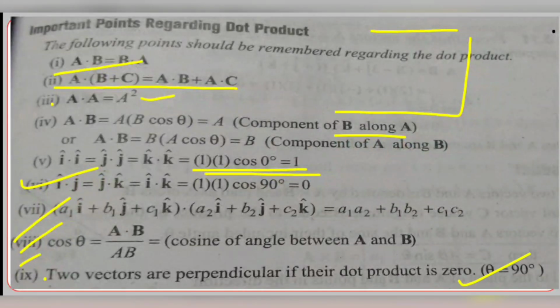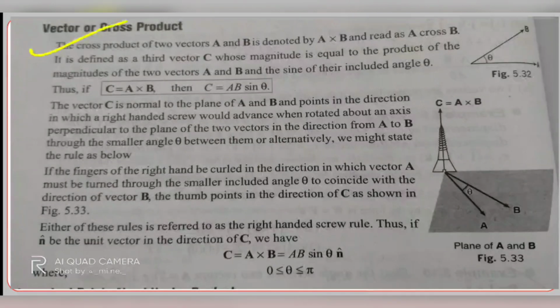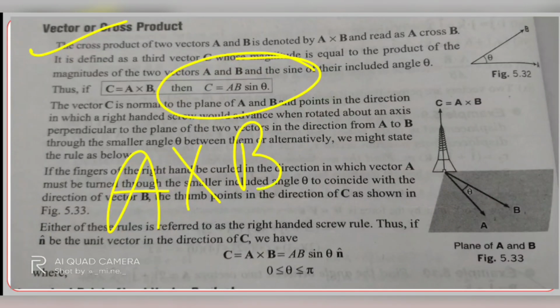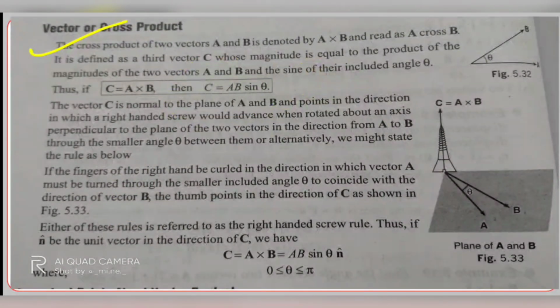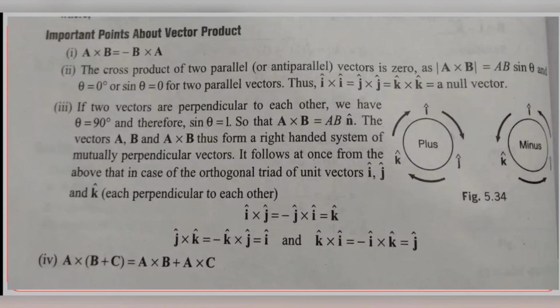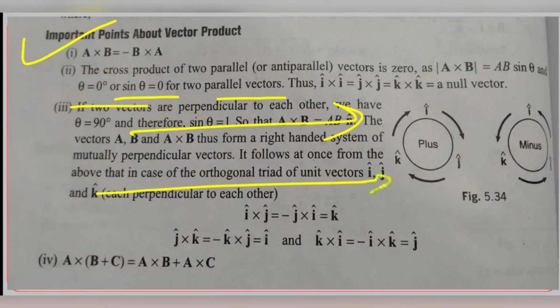And then we have the vector or cross product. In the dot product we did a b cos theta, but here we will be doing a b sin theta. In the cross product we have sin theta. Now here are some important points regarding the vector product. a cross b is minus b cross a. The cross product of two parallel or antiparallel vectors is 0, because a cross b is a b sin theta, and for two parallel vectors theta equals 0 degrees, so sin theta equals 0.